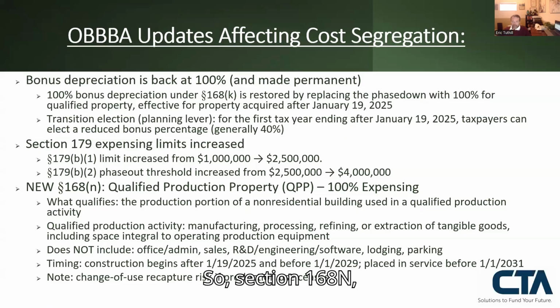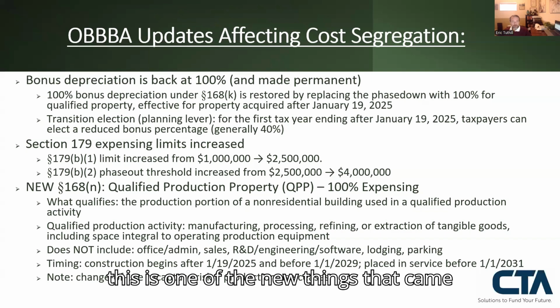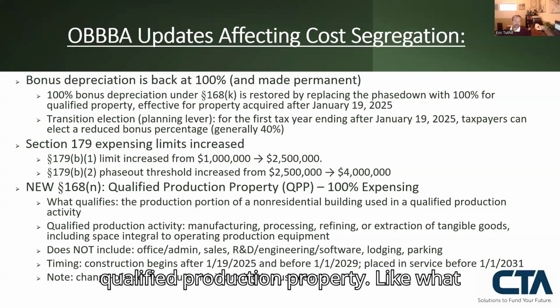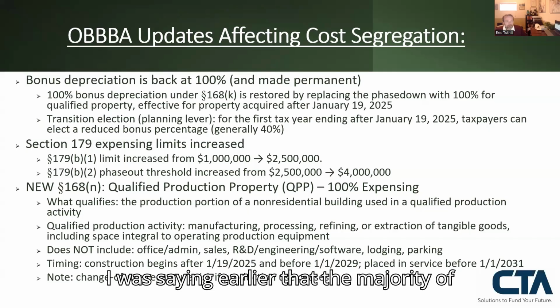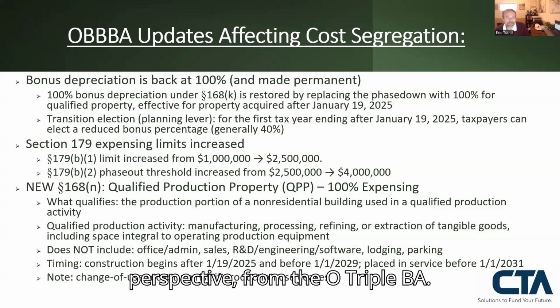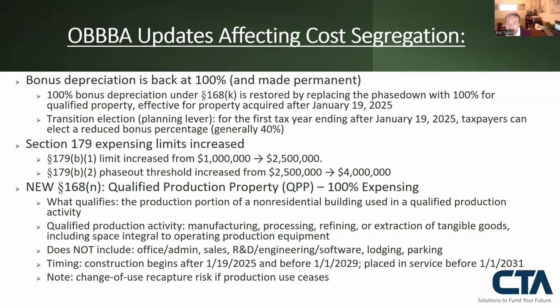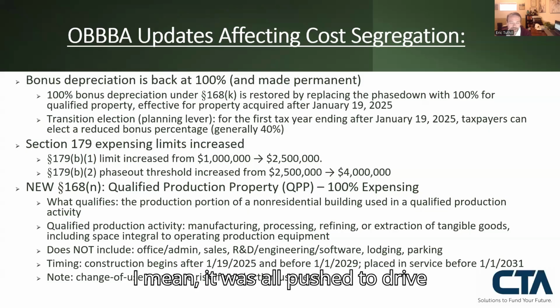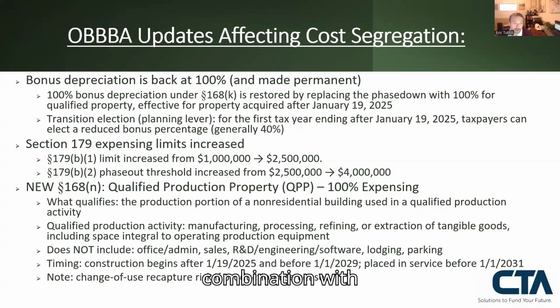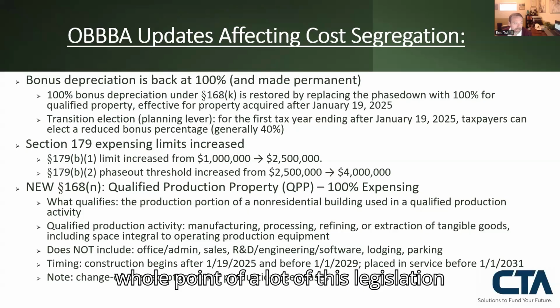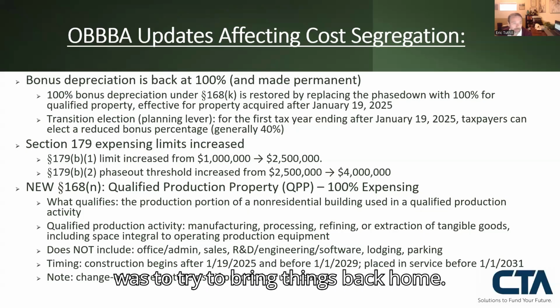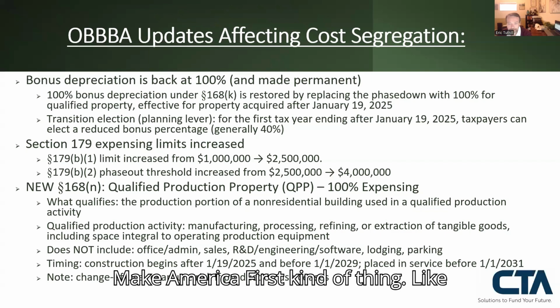So, Section 168N, this is one of the new things that came out here, and that's going to be the qualified production property. Like what I was saying earlier, the majority of what I see here from a business perspective, from the OBBA, was all pushed to drive domestic productivity, right? In combination with tariffs and things like that. So the whole point of a lot of this legislation was to try to bring things back home, I guess it's the whole make America first kind of thing.